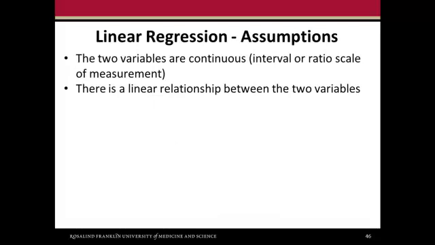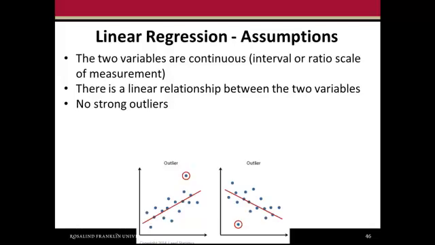Now with linear regression, there are a number of assumptions. The two variables have to be continuous, so interval or ratio scale. We assume that there's a linear relationship because we're doing linear regression and we're making a line. If it's not linear, then doing a linear regression would not make any sense. We assume there are no strong outliers because outliers can have a strong effect on where the line falls. If we have these outliers and we kept them in, they would really pull down or pull up the line. So no strong outliers.